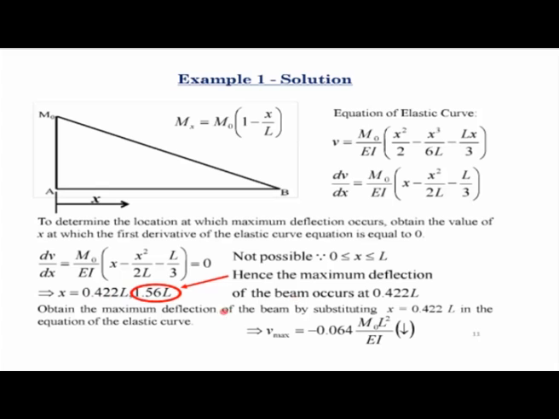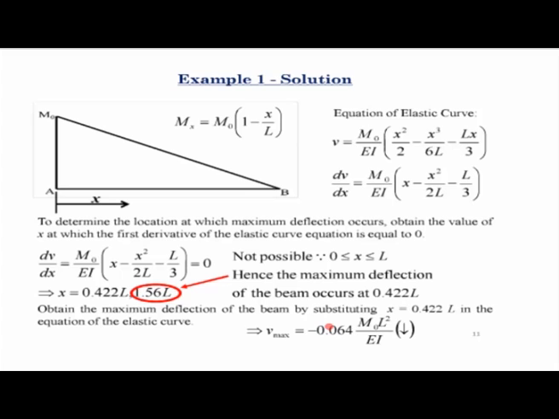Next, you have to obtain the maximum deflection. So you come back to the equation for the curve and put x is equal to 0.422L in that equation. If you solve it, you will end up with minus 0.064 M0L square by EI. Now this minus indicates that this is in the vertical downward direction. Remember when I talked about the sign convention for deflection? Deflection in the vertically upward direction is positive, so once it comes out negative, that means it is in the vertically downward direction.